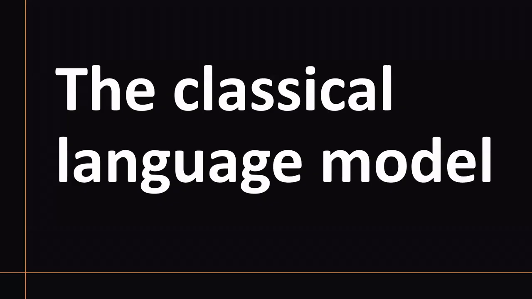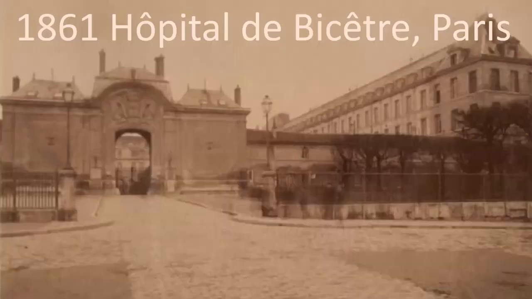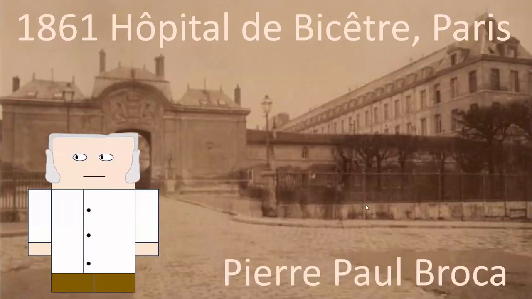So without further ado, let's get started with the anatomy of language according to the classical language model. And this story starts in 1861 in the Hôpital de Bicêtre in Paris. And of course, this start date is a bit arbitrary because before this time, people were already writing about the possible anatomy of language and so on. But one person was really influential in creating a breakthrough, and that was the French surgeon and anatomist Pierre-Paul Broca.